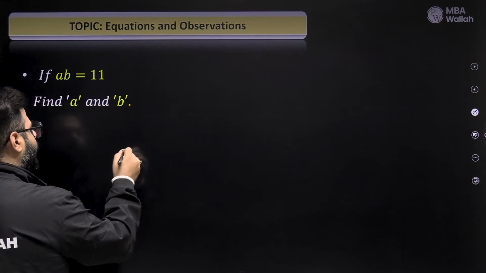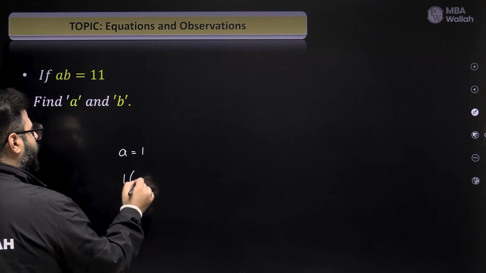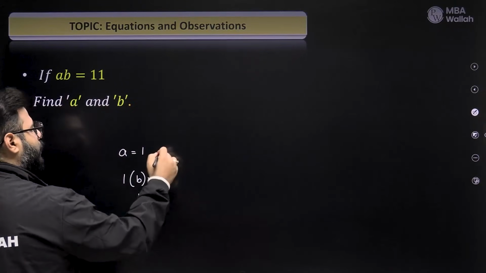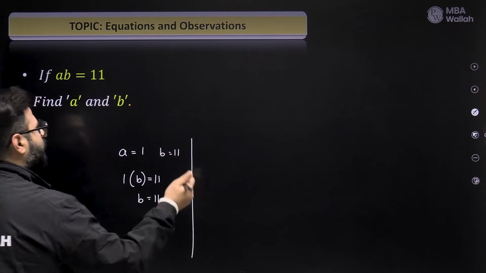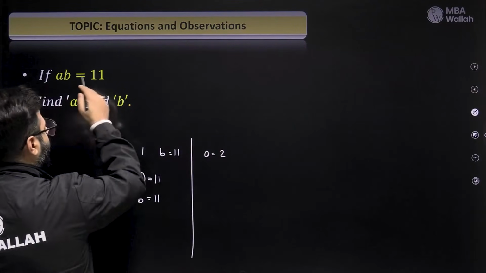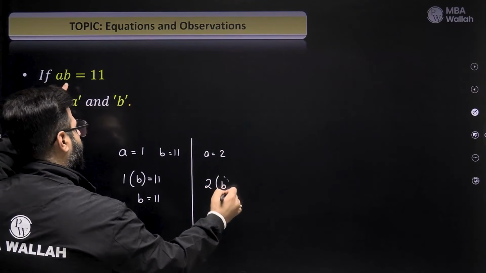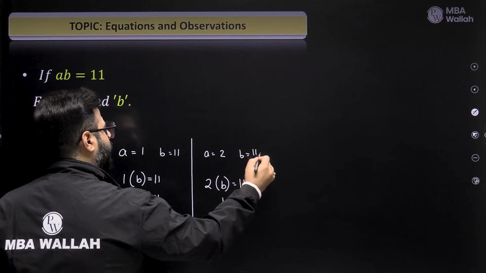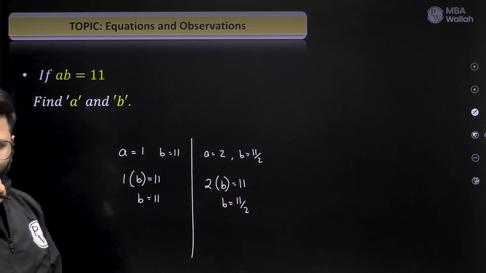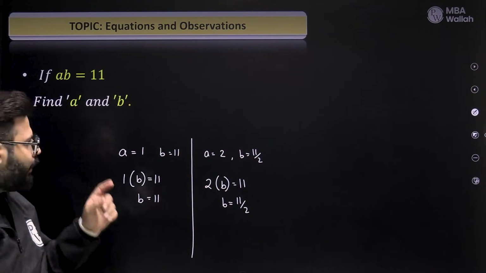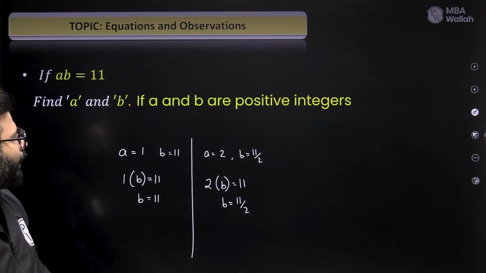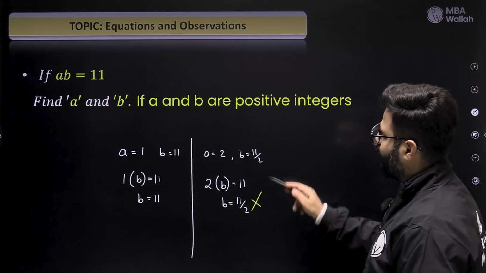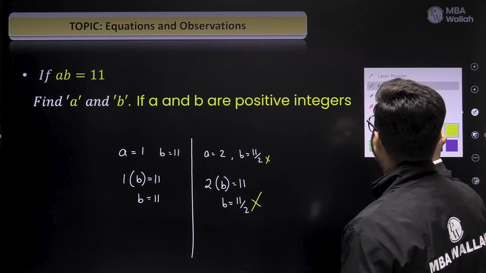Let us say if I put A as 1, then this becomes 1 into B equals 11, right? AB is 11, and then B comes out to be 11. One solution: A is 1, B is 11. Too many things. If I put A equals 2, then AB equals 11 simply means 2 into B equals 11. And in that case, B equals 11 by 2, right? And you can keep doing. So many of them, right? But CAT will play a little smartly. CAT will suddenly give you another line: A and B are positive integers. And now things like this 11 by 2 do not stand a possibility.